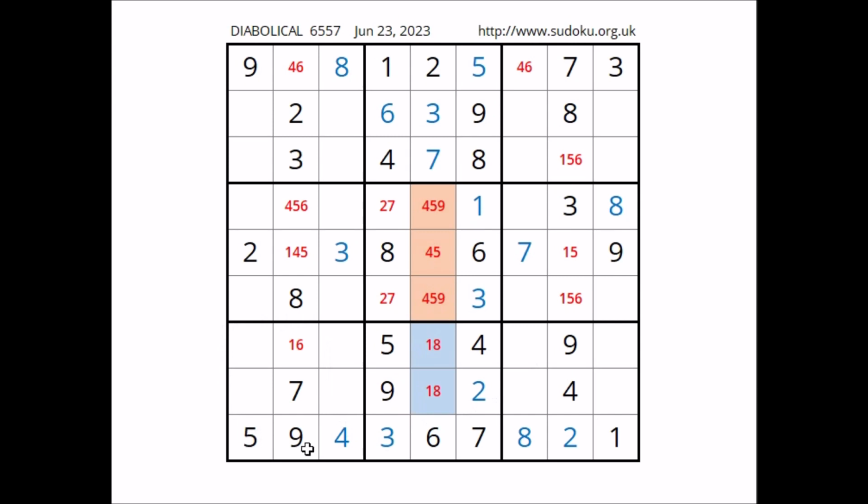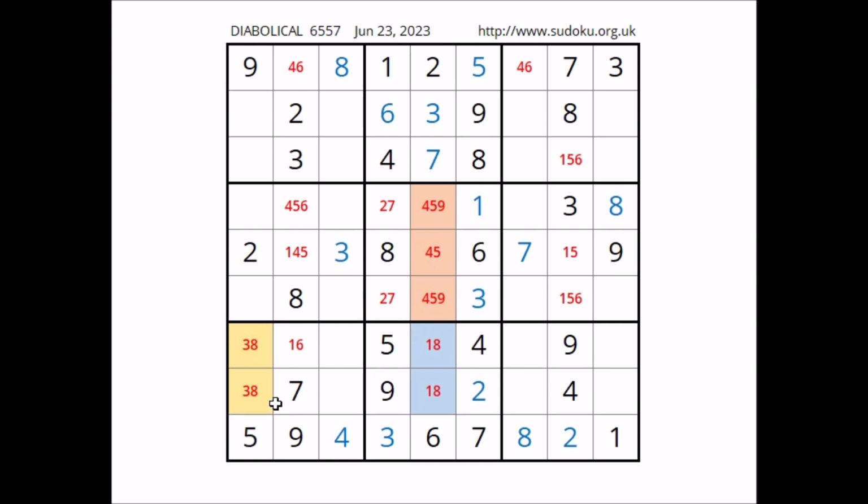Take a look at this sector. Where can be the numbers 3 and 8? We have 3 and 8 in these 2 places of this column, so we can discard these 2 places. In this sector, in these 2 places, the numbers 3 and 8. Okay, 3 and 8 here, 3 and 8 here. So we have a matching pair in this sector.